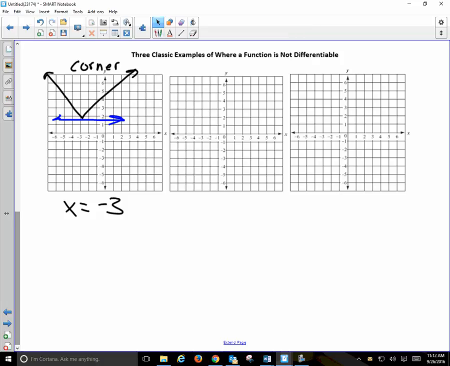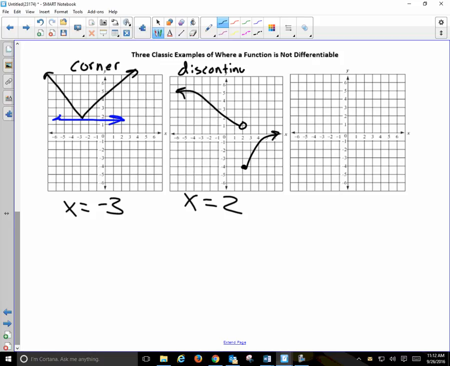Okay, let's look at another example where the derivative does not exist. Let's look at this example. At what x value do you think this is not differentiable? X equals 2. Why is it not differentiable at x equals 2? Very good, it's discontinuous. And if it's discontinuous, you cannot take the derivative. Finally, I'm going to do another example here.